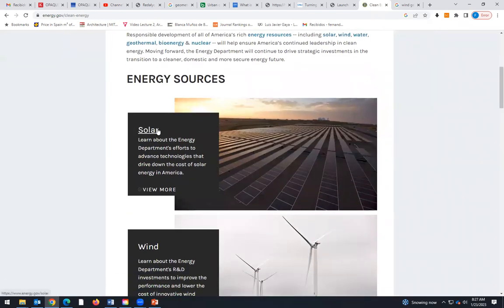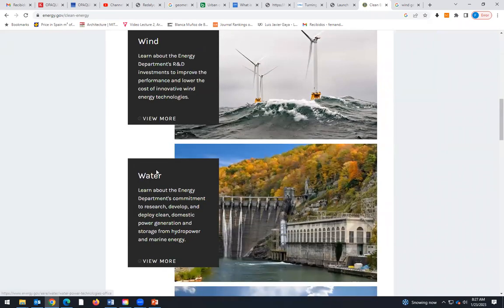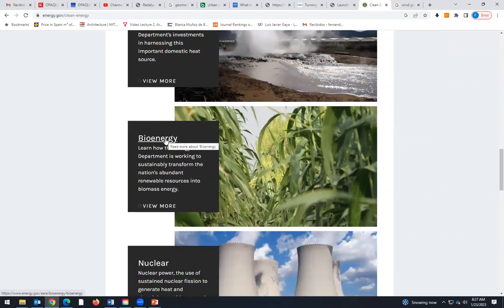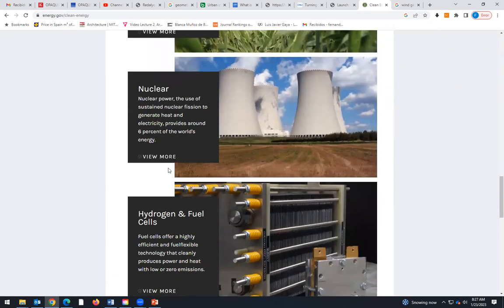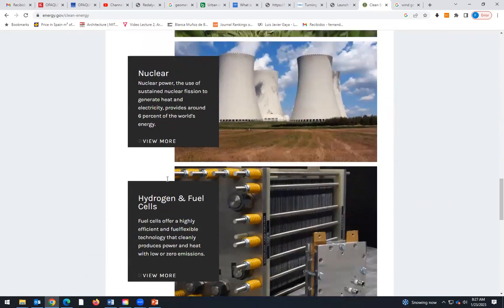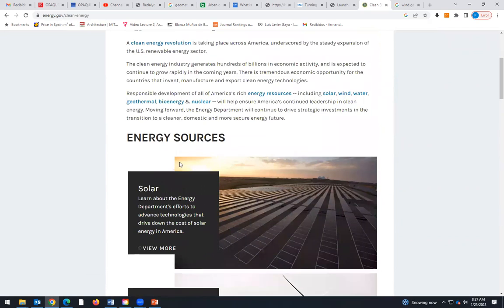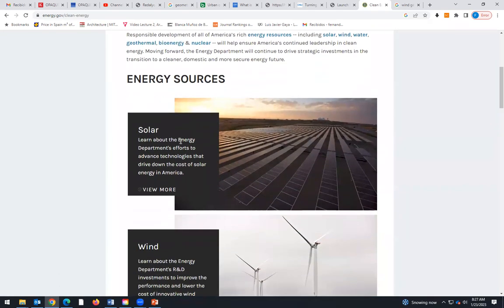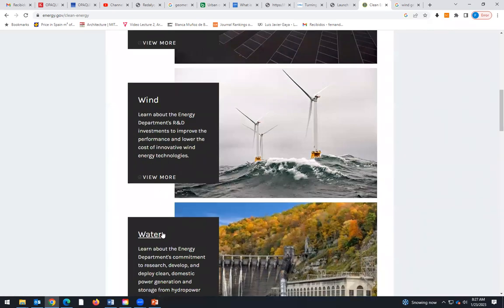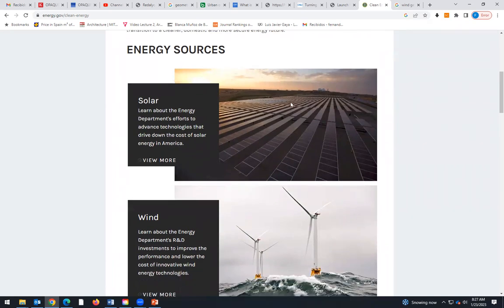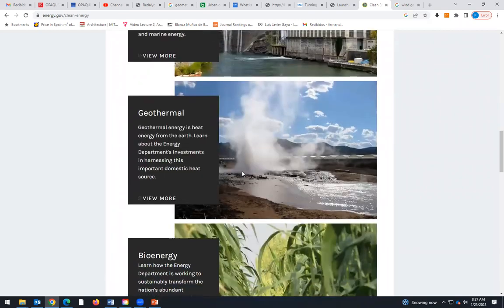So clean energy is solar, wind, water, geothermal, bioenergy, nuclear, and hydrogen. This is what the Department of Energy considers green energy. It's very easy to think that solar, wind, and water are renewable energies and they are clean because they don't generate any greenhouse gas. But what about geothermal?